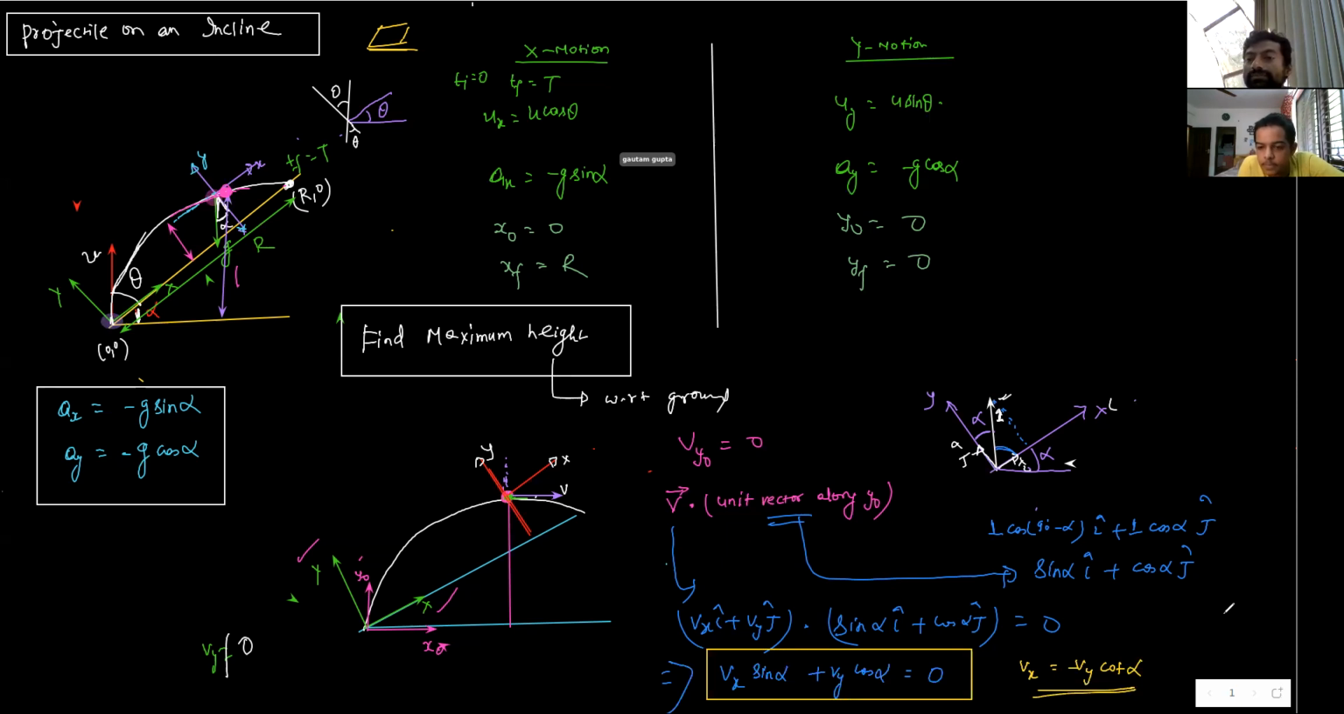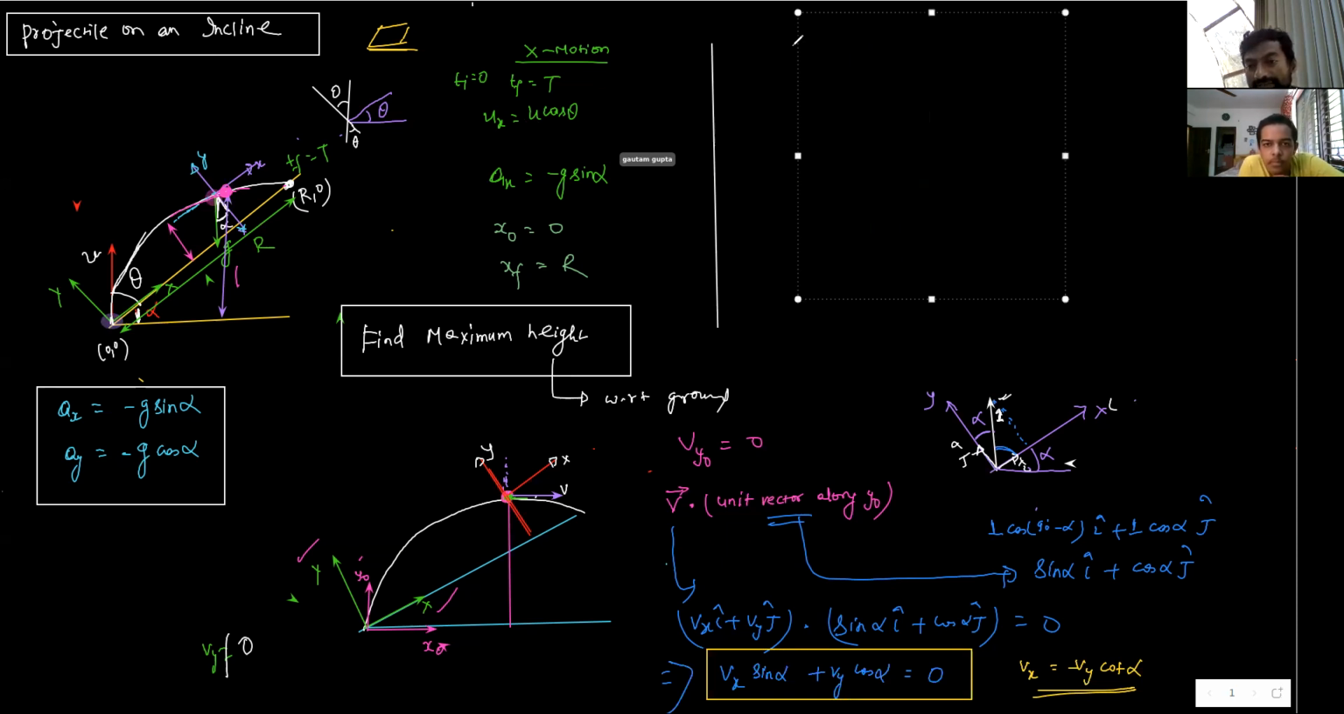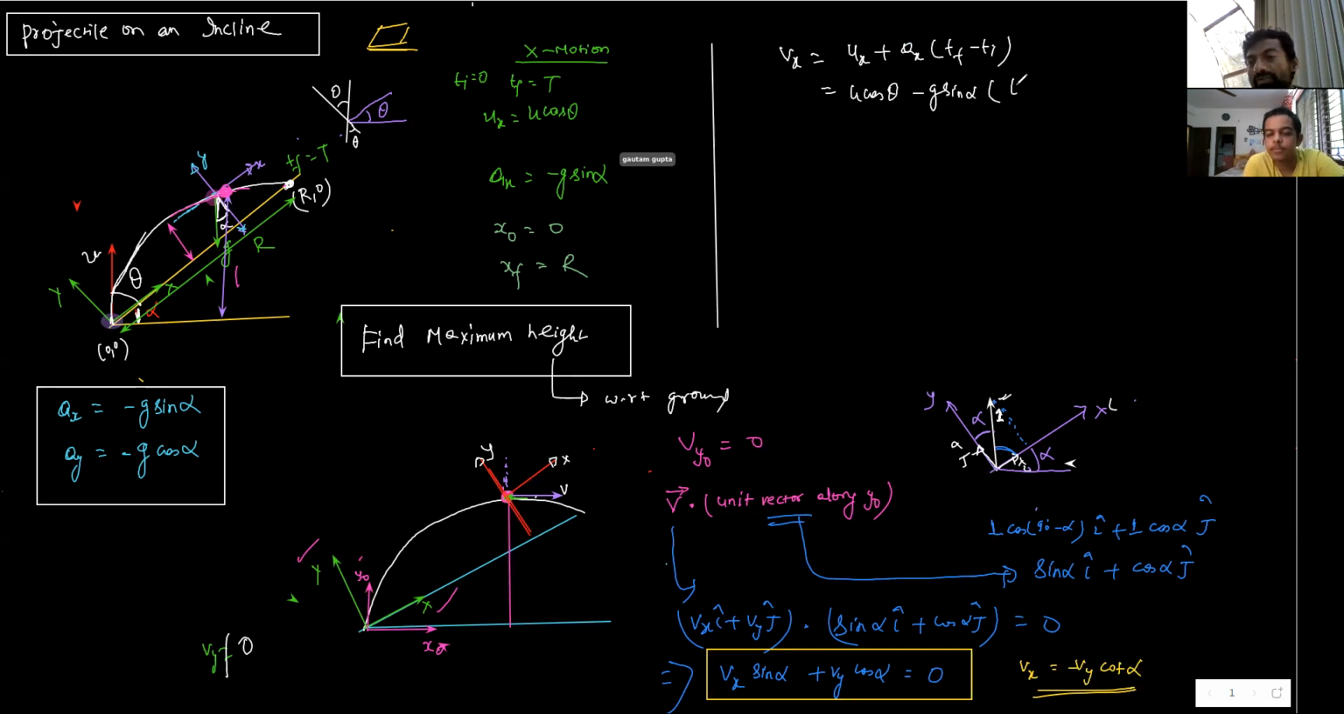Any doubt? Okay. Now you can write vx and vy and use this equation. What will be the equation for vx? I can write the vx equation as ux plus ax into tf minus ti. What is your ux? You have already written that, it is u cos theta. ax is minus g sin alpha. tf you don't know, so you can just write T minus 0. This is your vx. Is that clear?